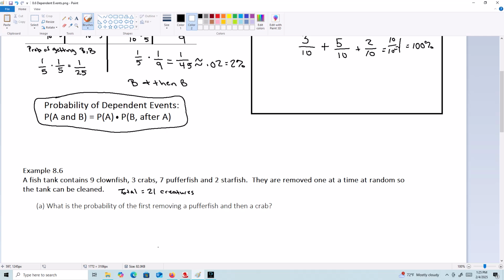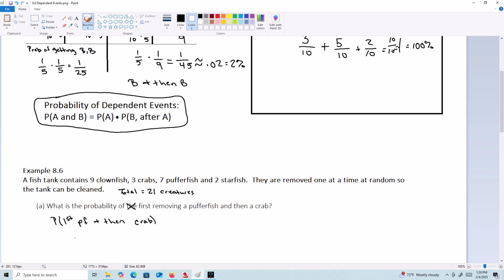Now they're going to be removed one at a time at random so the tank can be cleaned. What is the probability of first removing a pufferfish and then a crab? I'm sorry, I don't think that the is supposed to be there. Of first removing a pufferfish and then a crab. All right, so we want the probability of first getting a pufferfish, and then crab.